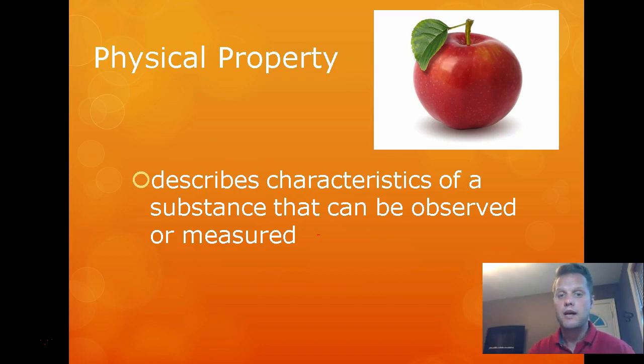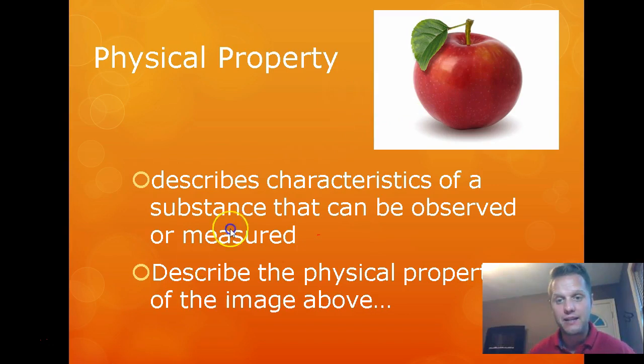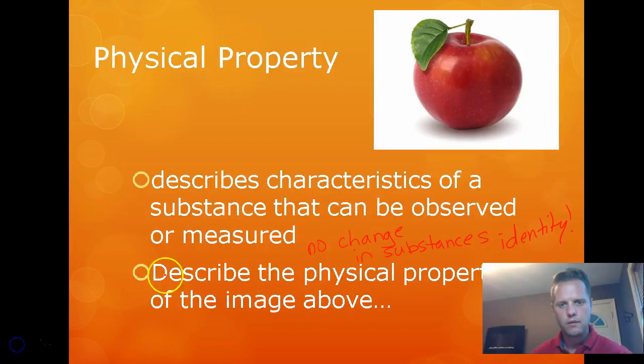Now physical describes the characteristics of a substance that can be observed or measured, and we're going to say without changing the substance itself. So I'm looking at this apple, for example, and it is red, it is round, it looks to be smooth to me, it has a green leaf. I'm describing everything physical about it without changing the substance itself.